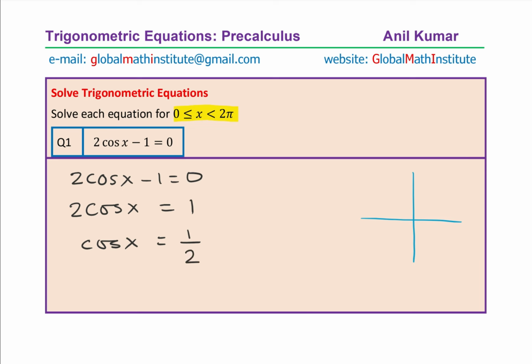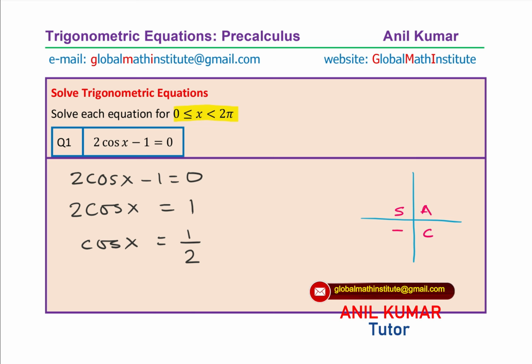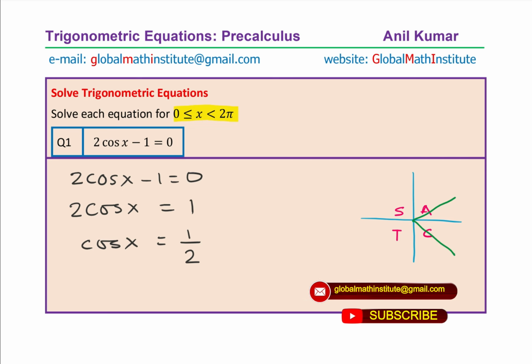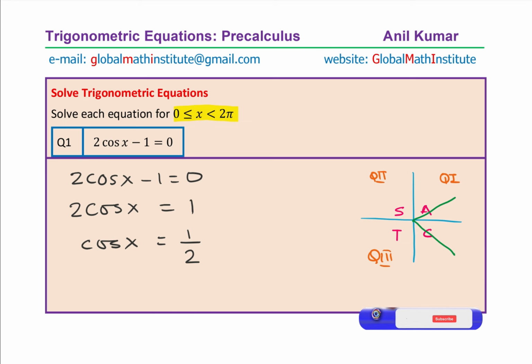Now cosine is positive, so we should look into the CAST rule, and we know where it is positive. Some of you might be using the unit circle. All the answers for these questions will have exact values, so we'll also review the special triangles as we move along. So cos x is half, so we are looking for a solution in quadrant 1 and in quadrant 4. So this is your quadrant 1, this is quadrant 2, quadrant 3, and quadrant 4.